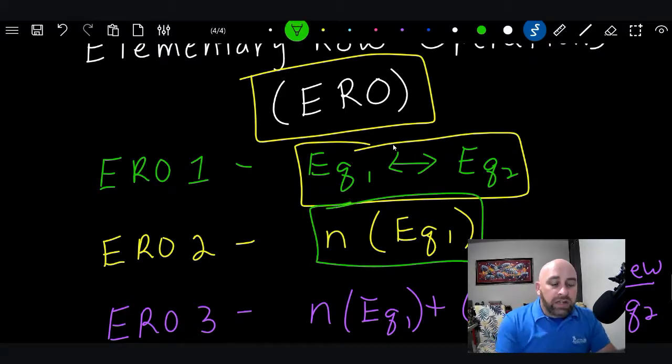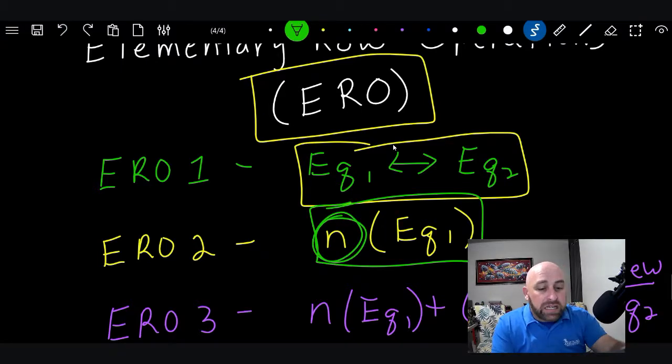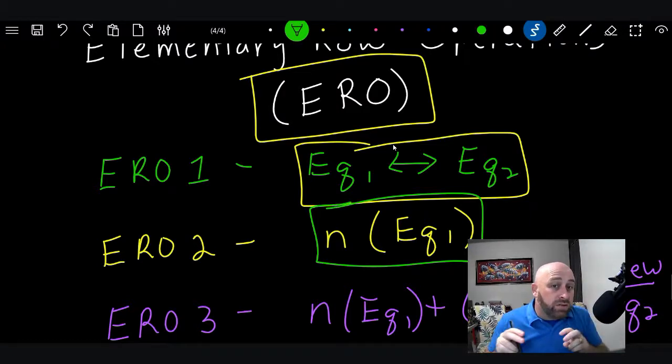What you have to do in ERO2 is you have to take it, and we did it already. We've already been doing this. You have to choose a number. That's why I put N right there. Choose a number to multiply times EQ1. In other words, what are you trying to do? You're trying to determine what do I need to multiply by so that I can cancel something. So this is ERO2, the second step of the elementary row operation: multiply through so that you can cancel.